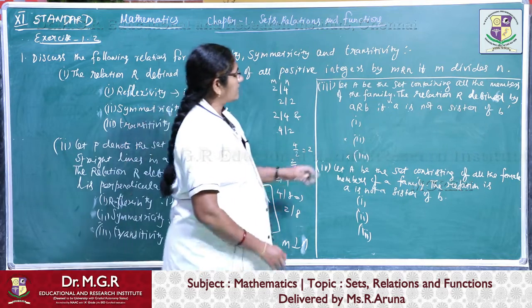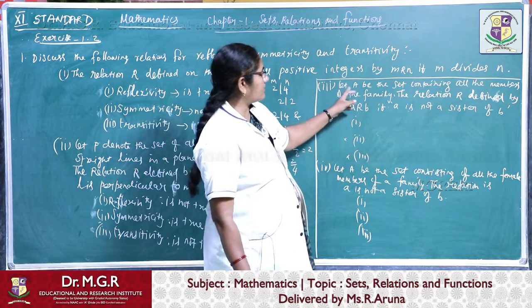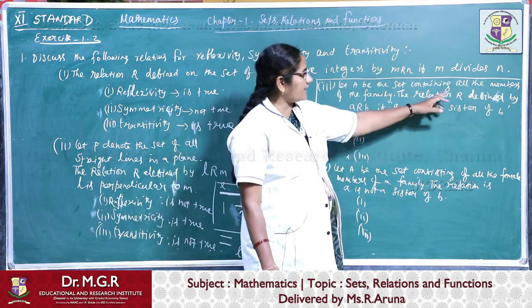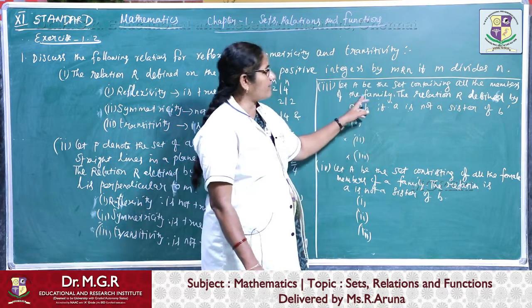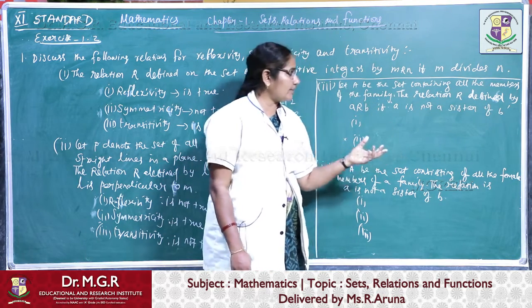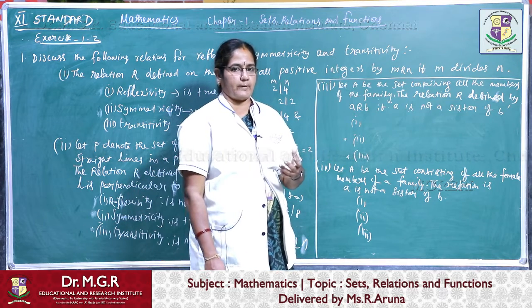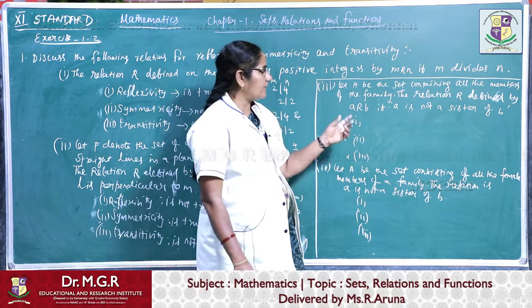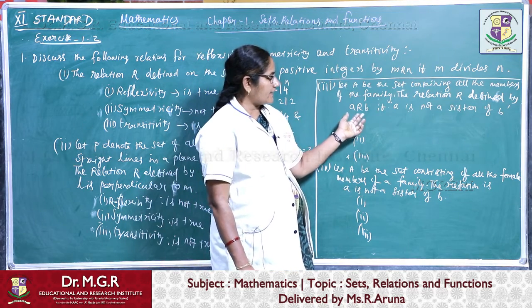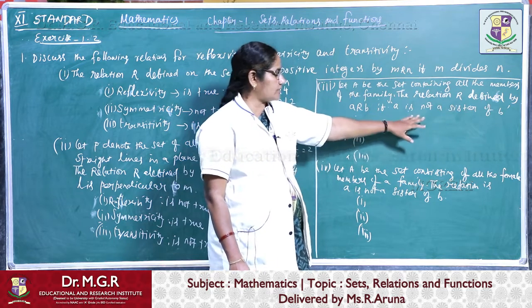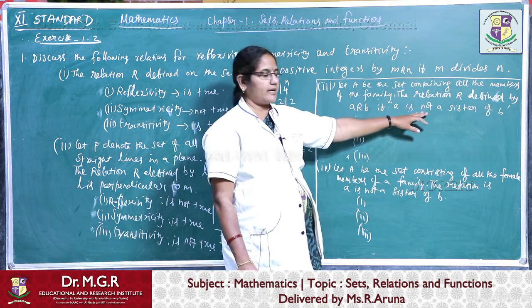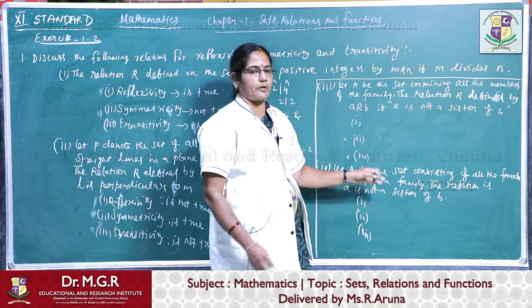Next we can come to the third problem. Let A be the set containing all the members of a family. All the members of a family, which means there may be male people and female people, men and women will be there. So we should define a relation. We are defining a relation: A is not a sister of B. This is the relation defined here. So we should check all the 3 properties.